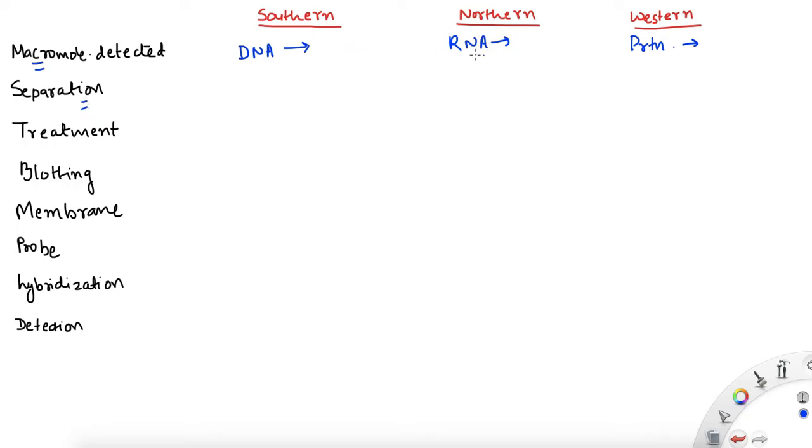What was the separation method that we saw? In case of southern and northern, they both used agarose gel electrophoresis. But in case of protein, western blot, it was SDS-PAGE, right? For protein, we use SDS-PAGE.